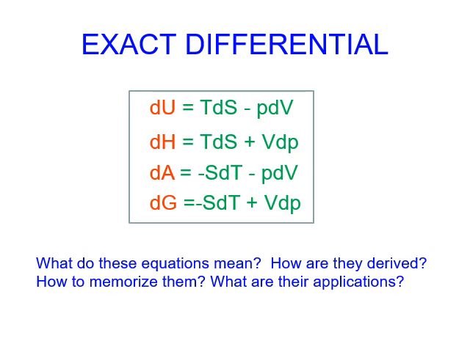These are the 4 equations we are going to study. One is for internal energy, and then enthalpy, Helmholtz energy, and the Gibbs energy. So what do these equations mean? How are they derived? How to memorize them? And what are their applications?